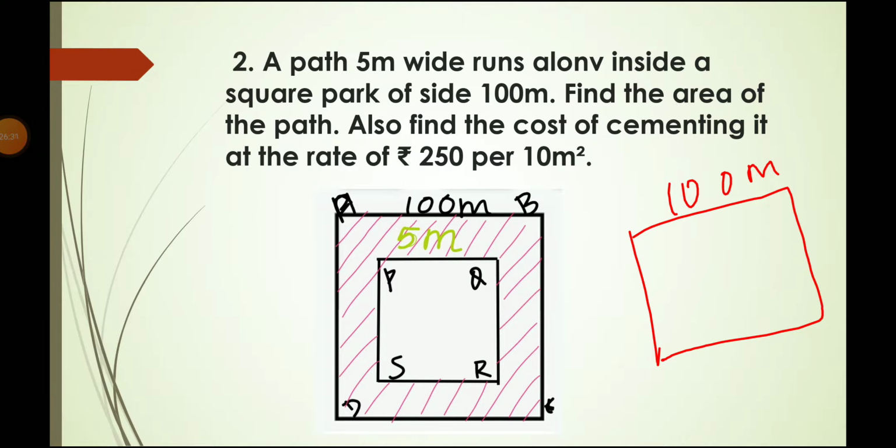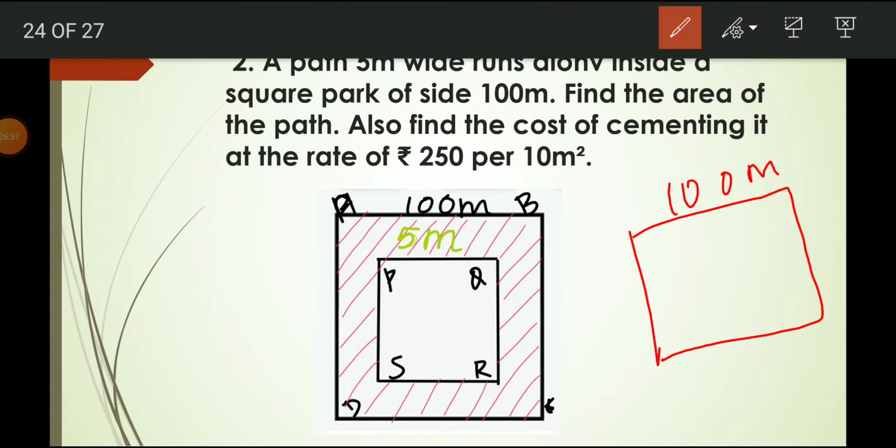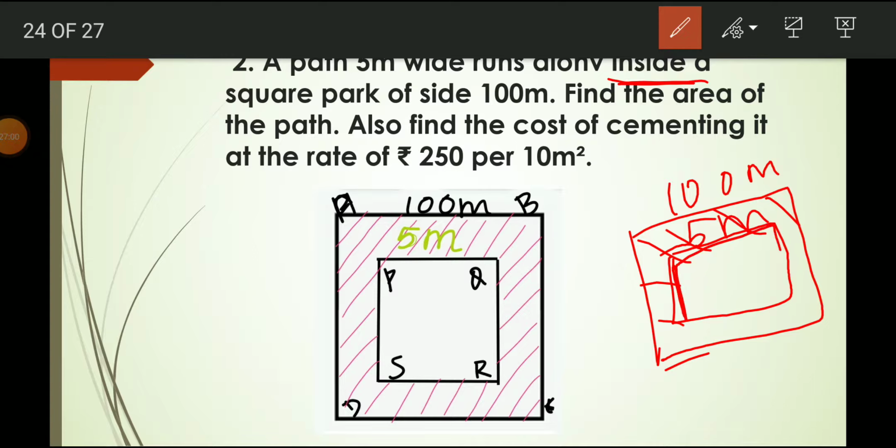See, they constructed one path 5 meter wide inside. That is inside a square park, so they make a path inside that is 5 meter wide. In the last sum, they made a path outside, but here they make a path inside. So here we have this small square and the big square. Find out the area of the path. Also find the cost of cementing it at the rate of rupees 250 per 10 meter square.